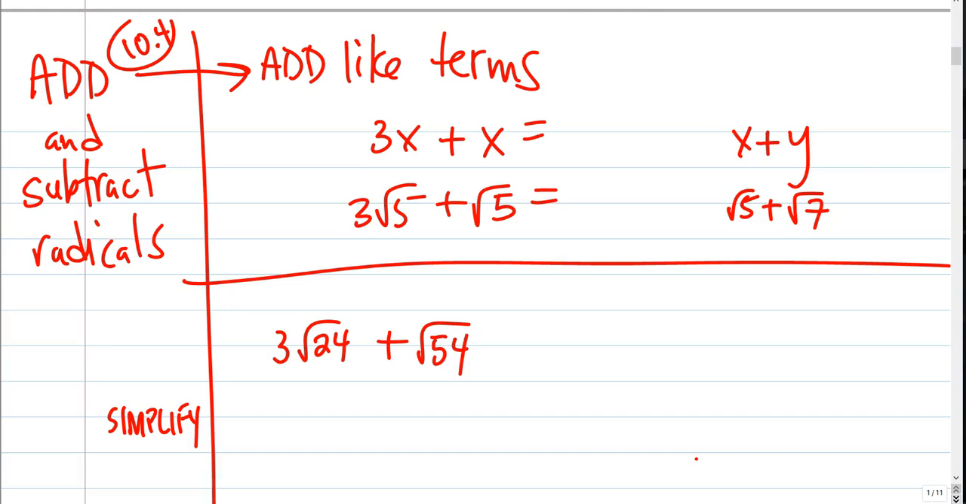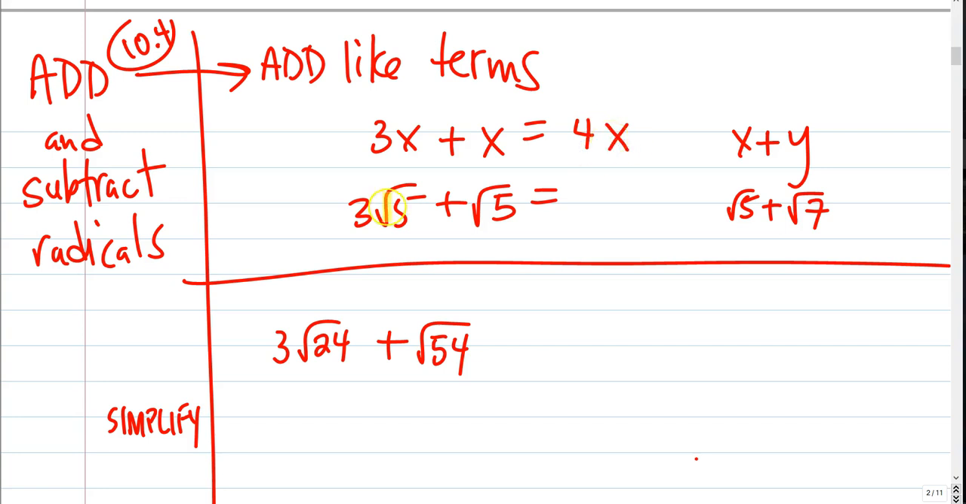For section 10.4, we're going to be adding and subtracting radicals. Basically, it's like adding like terms. So when I see 3 root 5 plus root 5, people go, oh my goodness, that's all craziness. And I go, wait a sec, can you do 3x plus x? 3 of something plus 1 more of something makes what? 4 of those things. We've done this with x's.